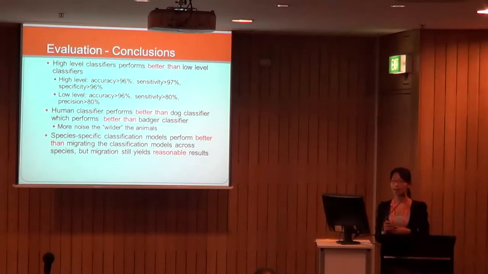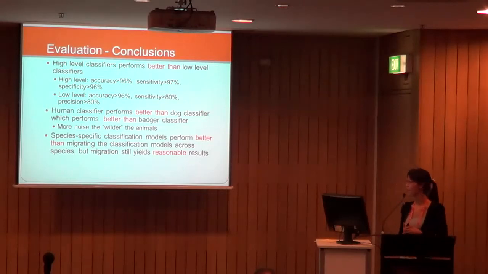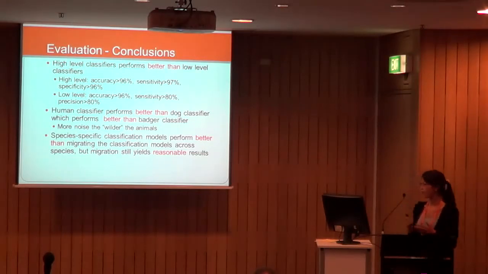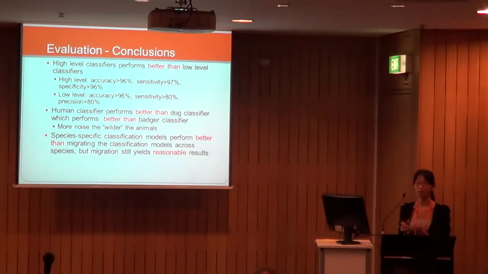So from the results, we get the following conclusions: the high-level classifier performs better than the low-level classifiers, and the human classifiers perform better than the dog classifiers, and the dog classifiers perform better than the badger classifiers. The reason is the noise contained in the data streams. When we ask humans to do the walking, they can do perfect walking activity, so they contain less noise. But dogs perform better than badgers because the dogs are trained by their owners, so they can still do walking and running, but the badgers are in the wild, so they act by themselves. That's why there is more wild data there.